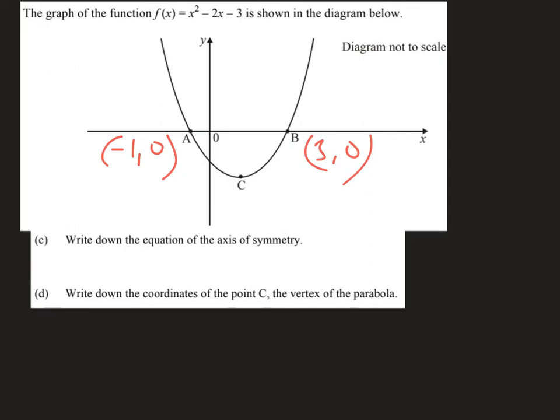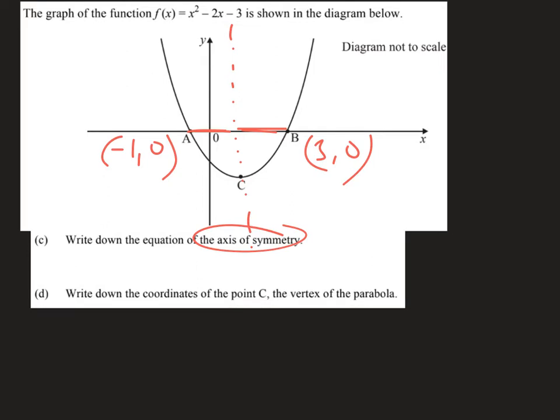Part C, we're asked to find the equation of the axis of symmetry. There's a number of ways you can do this. First of all, you can just do it intuitively because we know that the quadratic is symmetrical. So our line of symmetry is going to go through this point here, C, and we can see that A and B must be equidistant from that center line.